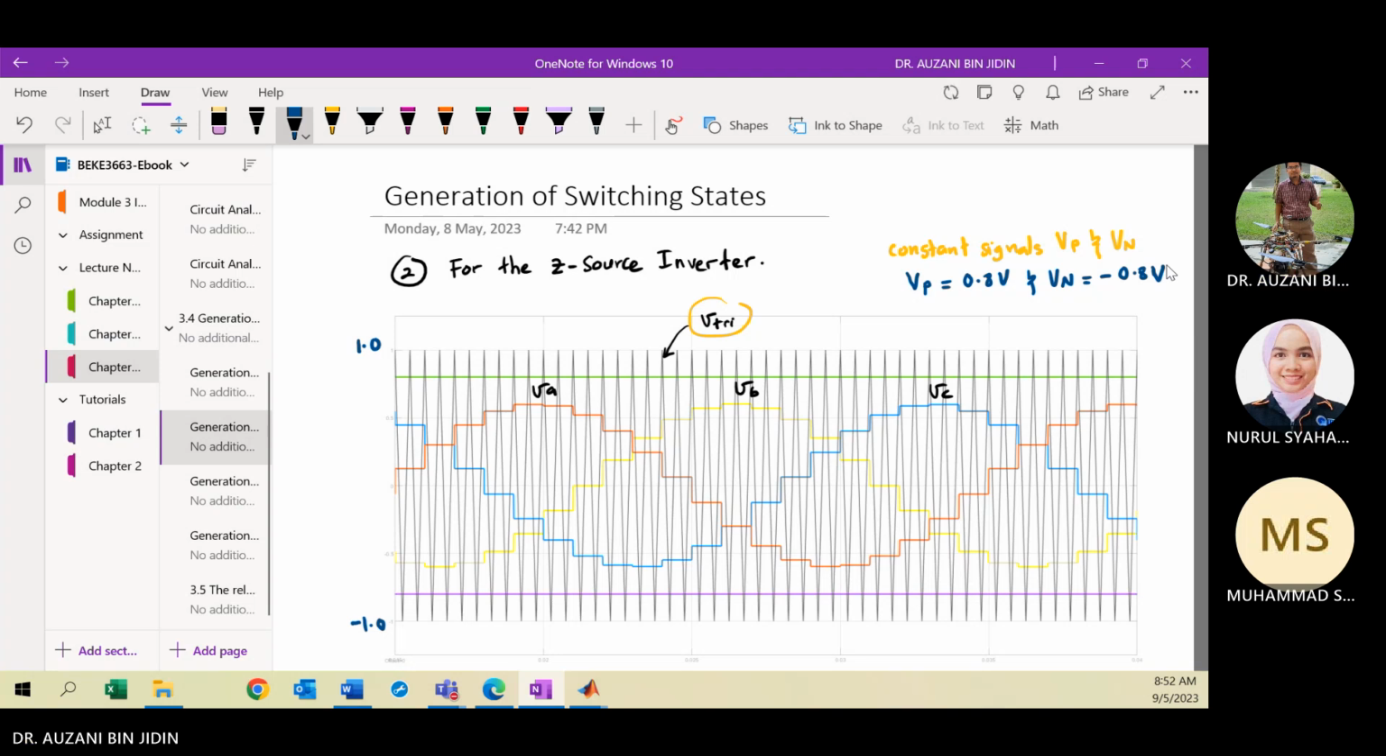You need to take into account these two constant signals. For the Z source, we have to introduce the constant signal waveforms, VP and VN, in order to generate the shoot-through cases. So this is your VP, and this will be your VN. Remember, VP cannot be larger than the peak of the triangular, cannot be larger than 1. So this is positive, and here will be 0.